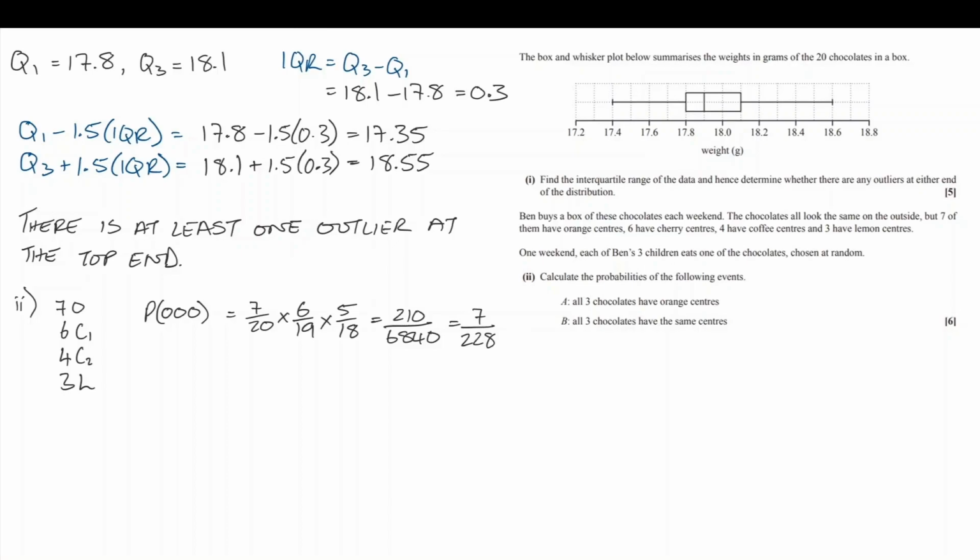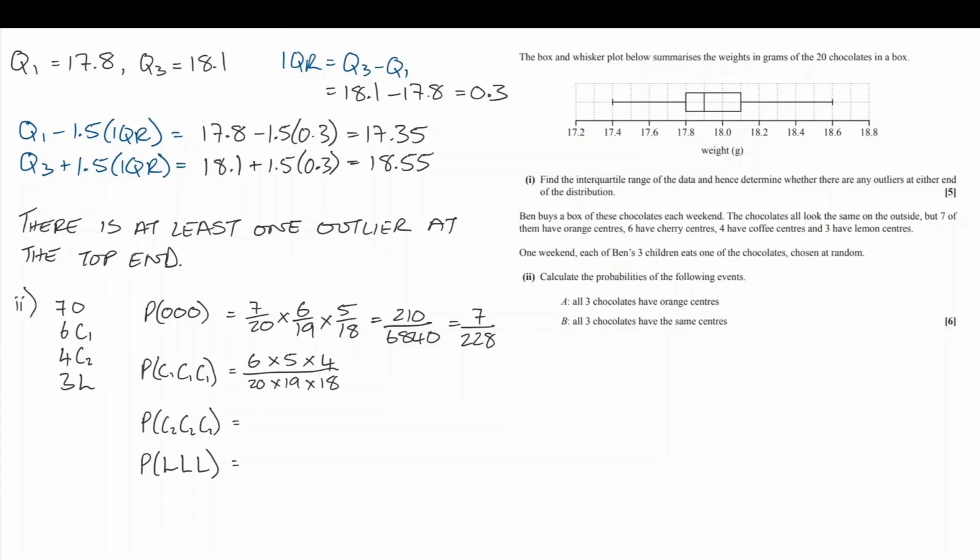Part B asks us to find the probability that all 3 have the same centers. So orange, orange, orange is all having the same centers, but there are other combinations which also have the same centers. We could have cherry, cherry, cherry. We could have coffee, coffee, coffee. And we could have lemon, lemon, lemon. Let's find the probability of all of these as well. 6 times 5 times 4.